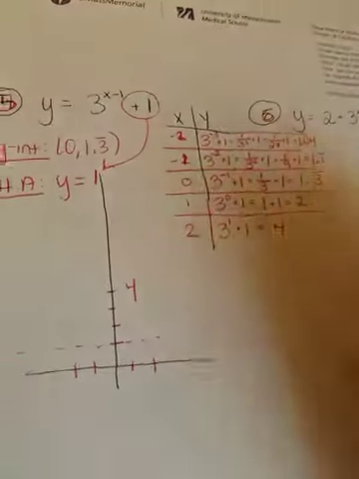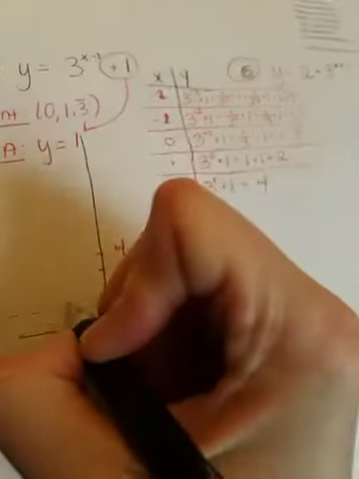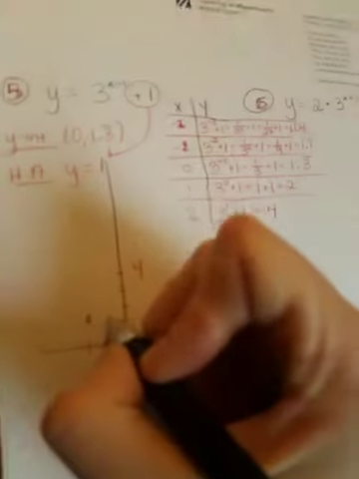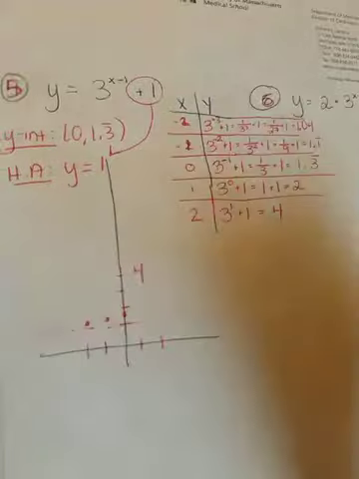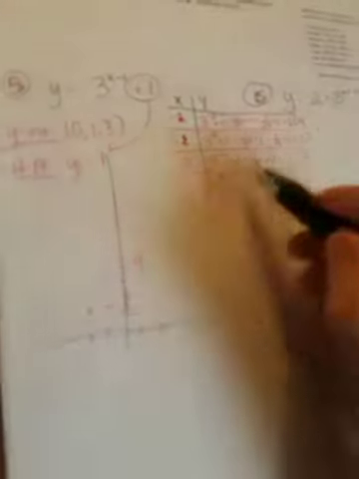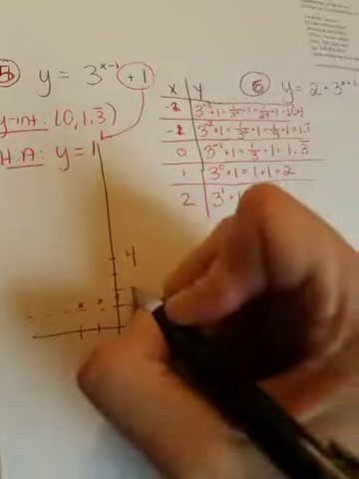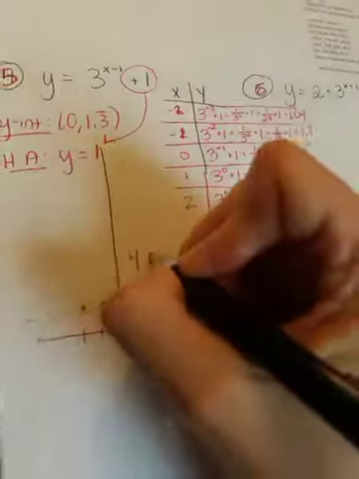So -2 is at 1.04. -1 is at 1.1 repeating. 0 is at 1.3 repeating. 1 is at 2. And 2 is at 4. So again, you got that nice exponential shape there. It's going to run along y equals 1.